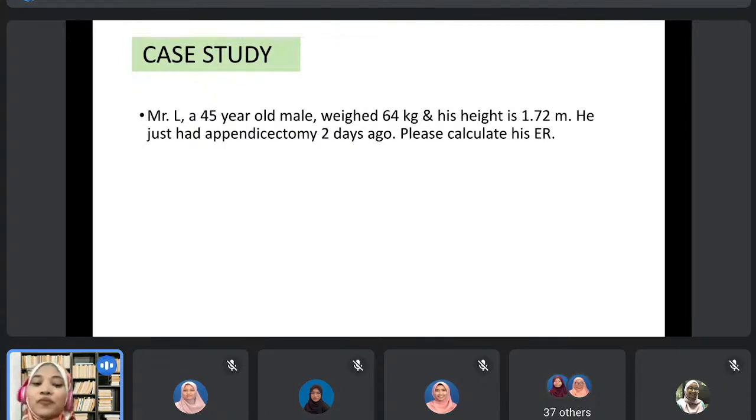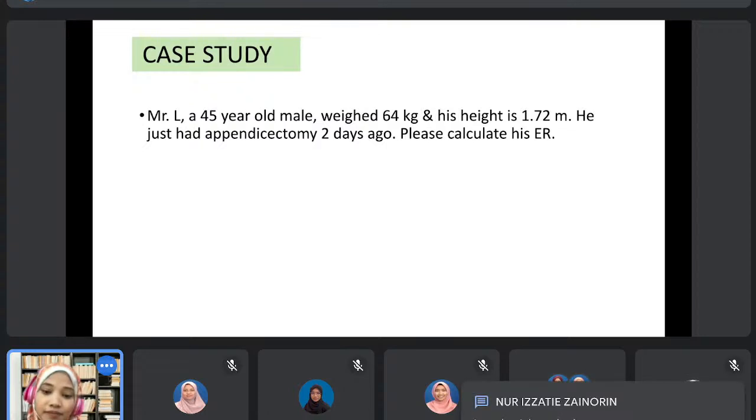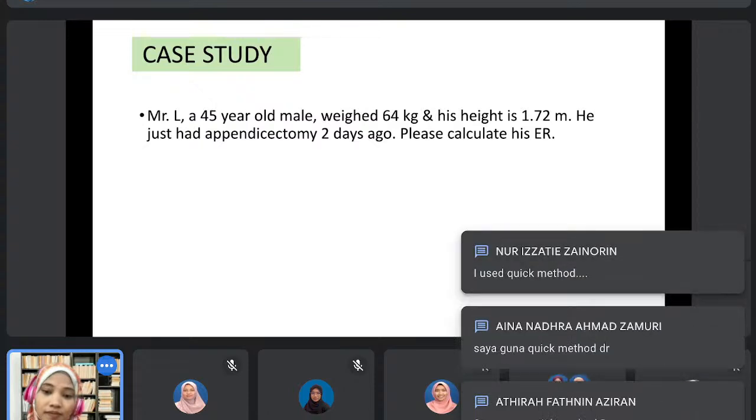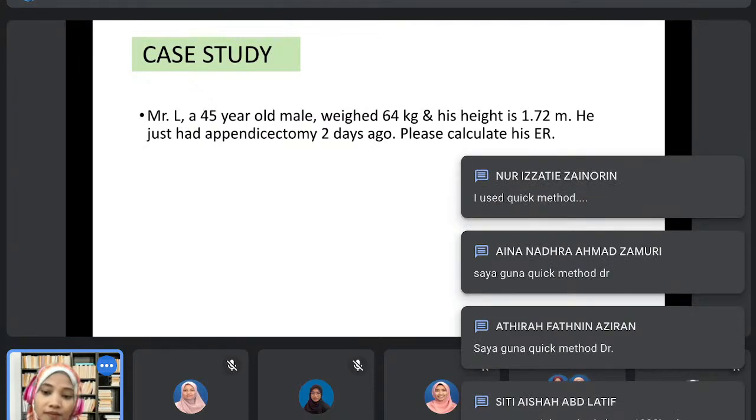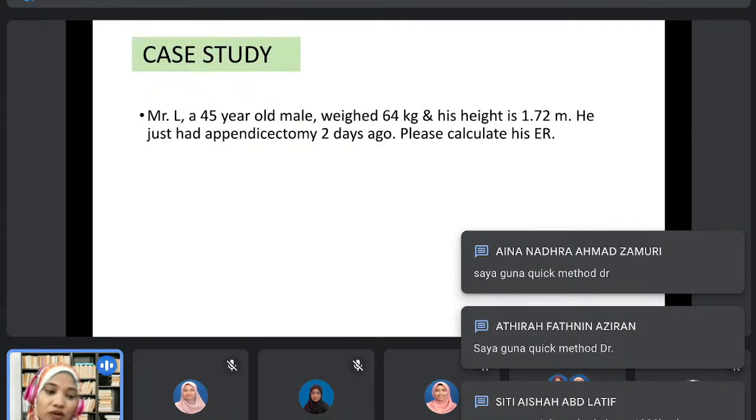Yang lain tolong respon boleh tak? Dalam satu kelas ni ada 42 orang setakat ni dalam kelas ni. Yang saya tengok bagi respon Izzati, Fatin and then Adibah. Yang lain tak apa, saya cakap seorang-seorang ke sekarang ni? You ada buat ke tidak? Anyone? So ada seorang je lah yang guna Harris Benedict.